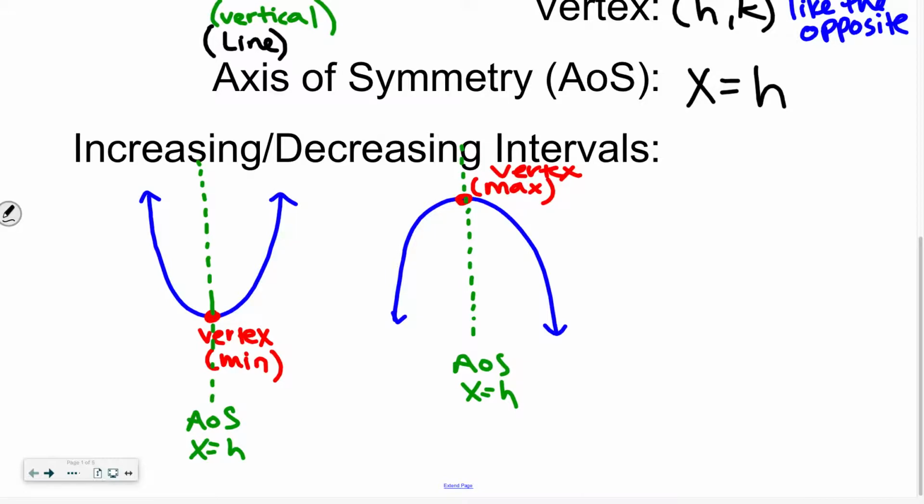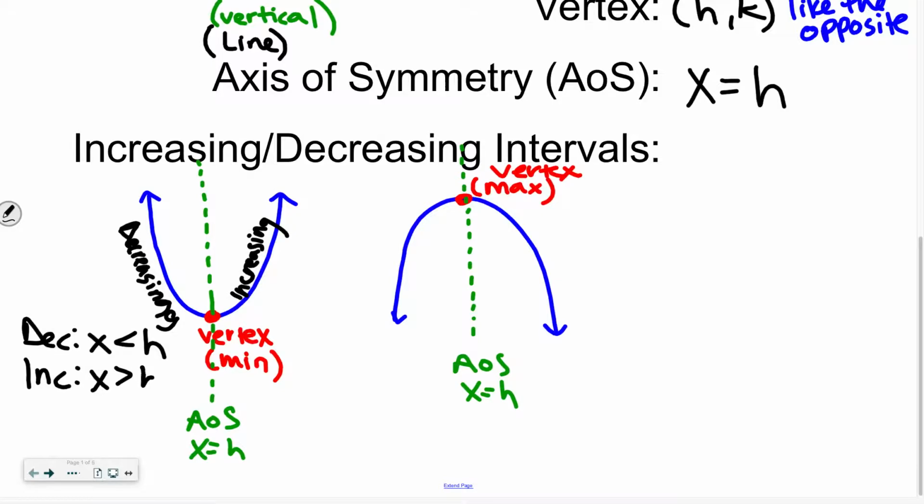So always read your graphs from left to right. So imagine you're starting over for this parabola that opens up on the left side of your graph. As you move to the right, you are decreasing. So we would say our decreasing interval would be for all x less than h. And our increasing interval, once we hit that turning point, we change directions, will be all x greater than h.